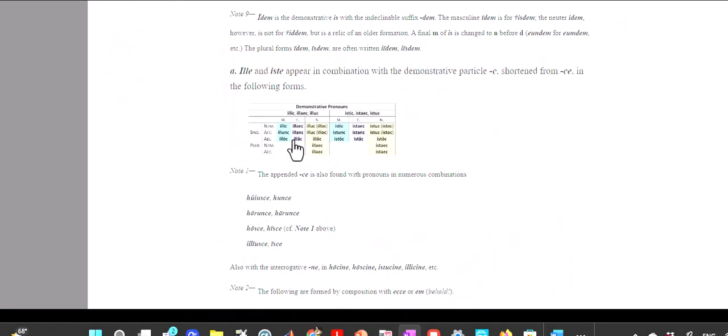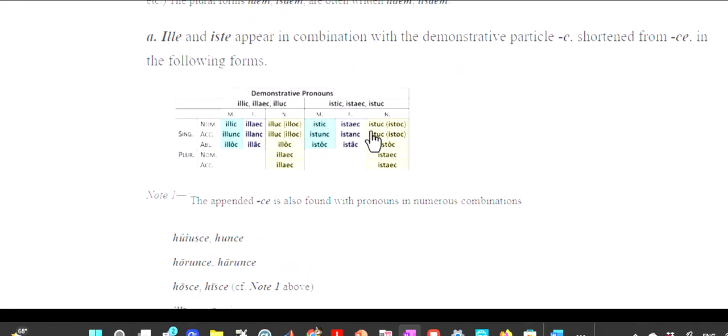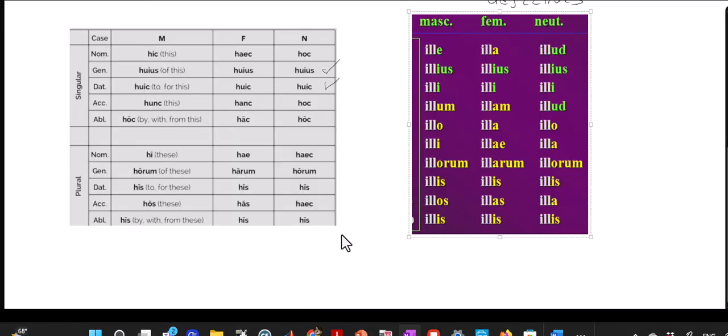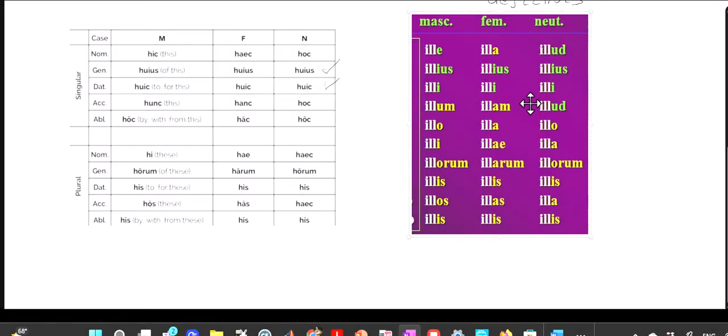And so you also have these, which I am not going to talk about, but they do show up from time to time if you want to get all fancy. So they're not that common. But so here's ille, illa, illud. Here we see our paradigm, that this ius and i ending is going to repeat in the other words that I'm going to show you today. So this is hic, haec, hoc.